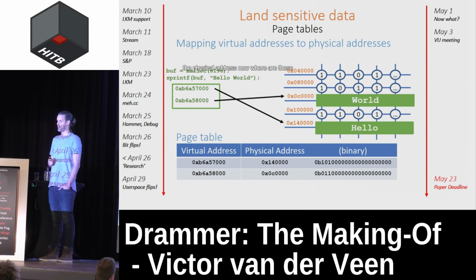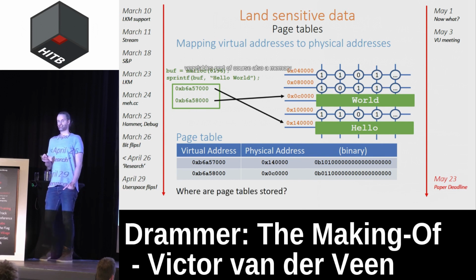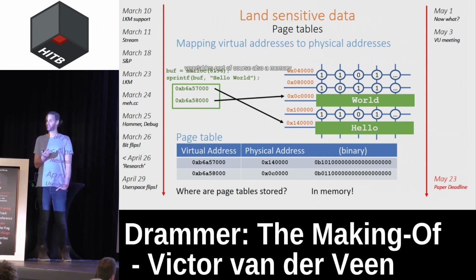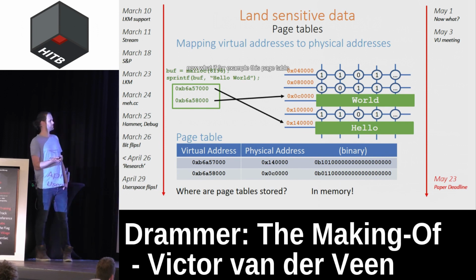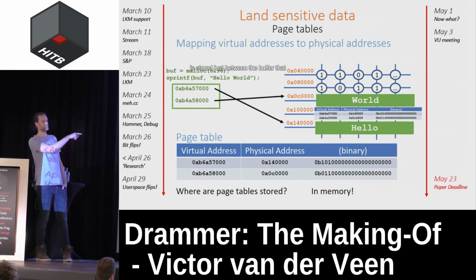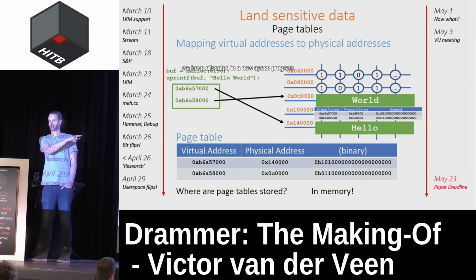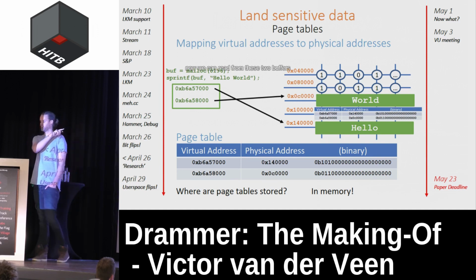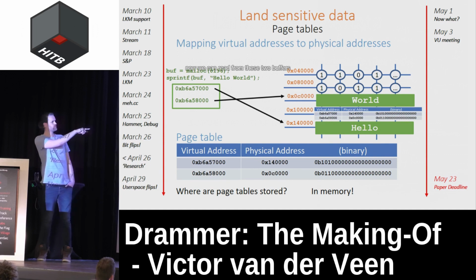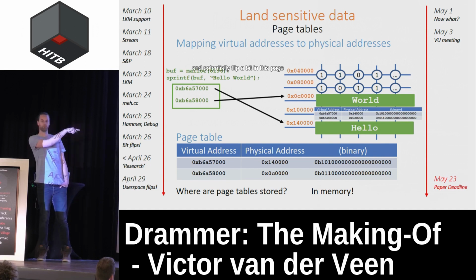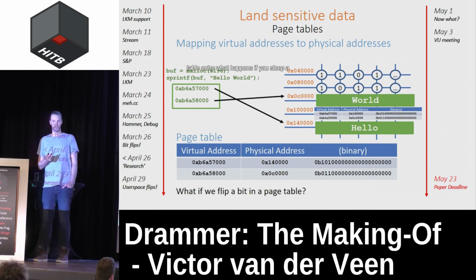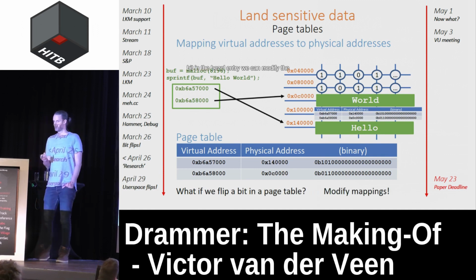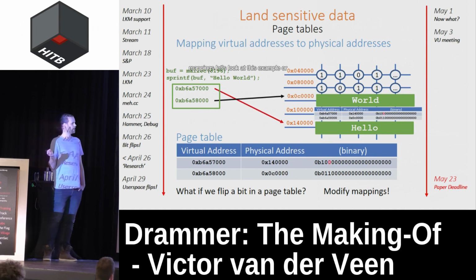Now, where are these page tables stored? Of course, also in memory. Now, what if, for example, this page table is stored just between the buffers that we have allocated in our user space program? Now we can read from these two buffers and potentially flip a bit in the page table entry. What happens if you flip a bit in a page table entry? We can modify the mappings.